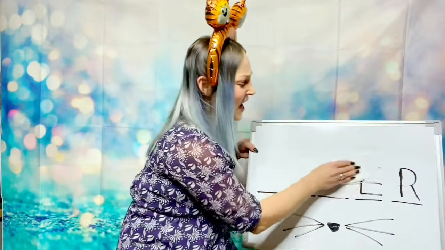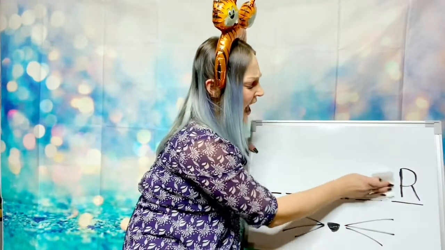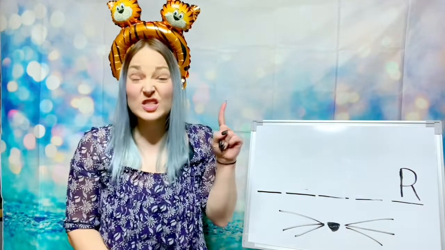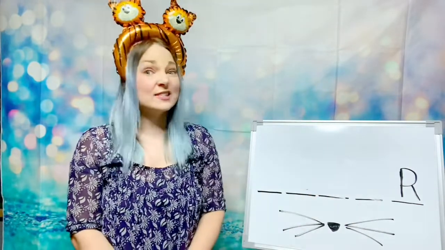All right, we're down to how many letters, friends? Just one. And do you remember what letter it is? It's the one at the end of tiger. It's our letter R, and it's the only letter left.